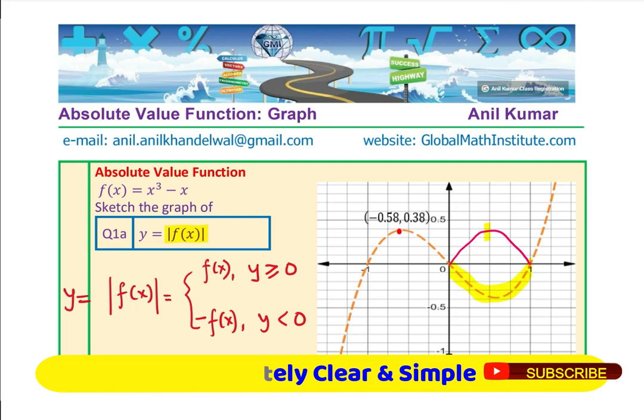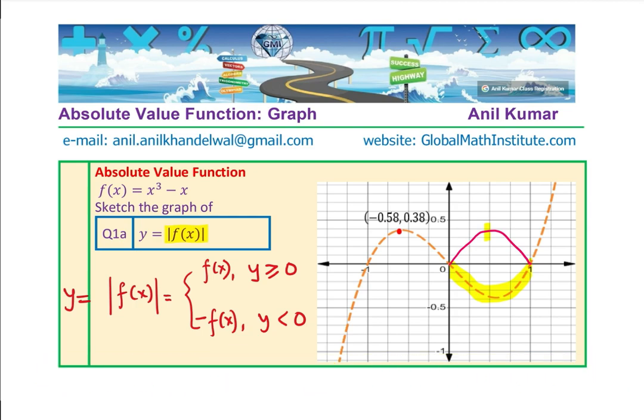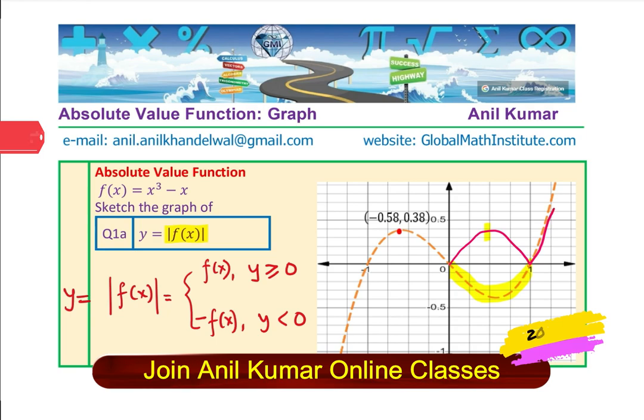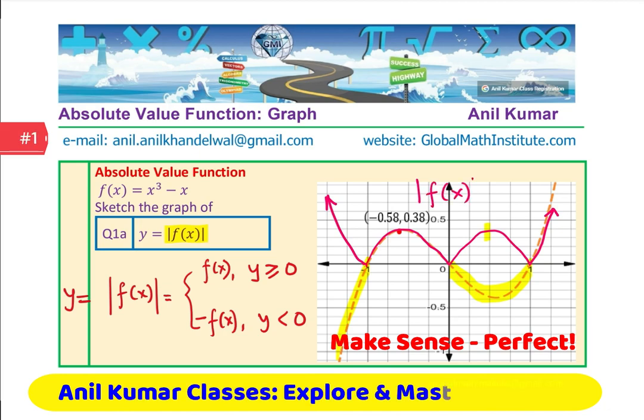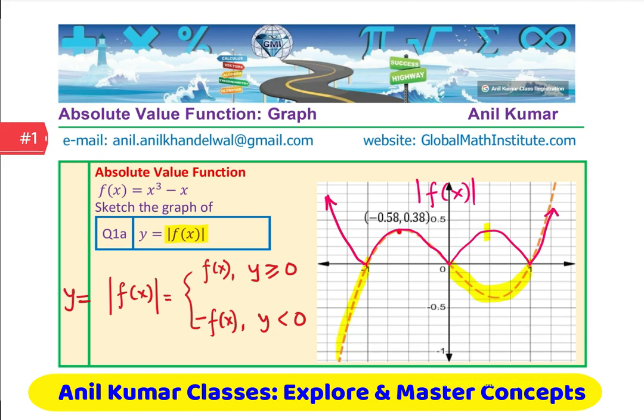And the positive part remains the same. So ultimately, the absolute value function will be positive part remaining the same, which is this, negative part being reflected. So here, this also gets reflected, correct? This is the negative part, so reflected on the x-axis. So this goes right there. You understand? So that becomes the graph of absolute value of f of x. Makes sense? Perfect. So that is how you are going to get part 1 of this.